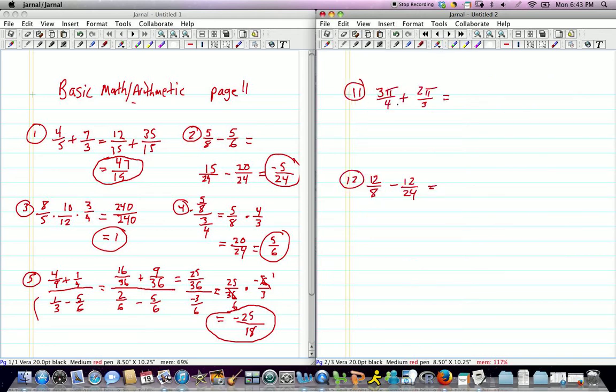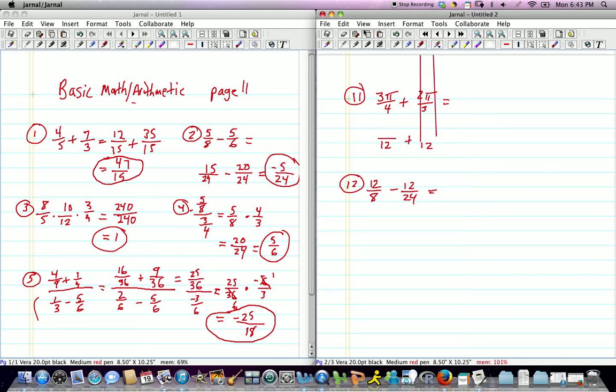Number 11, you see the pi, you might immediately freak out. Just treat it as a variable, don't worry about it. We still have to do the same process, get a common denominator between 4 and 3. That ends up being 12, right? So we convert both of these to 12. We convert both of these to 12.